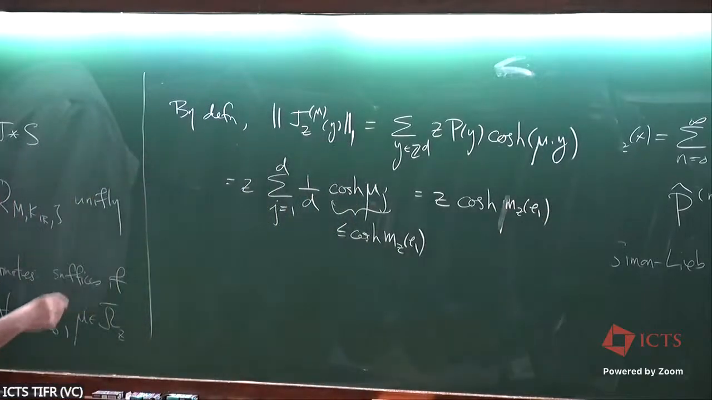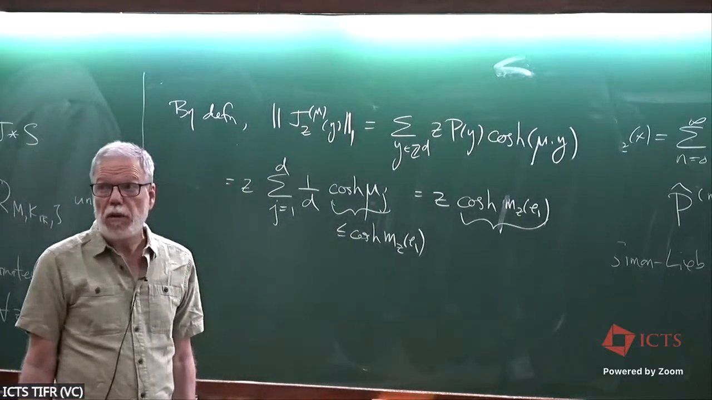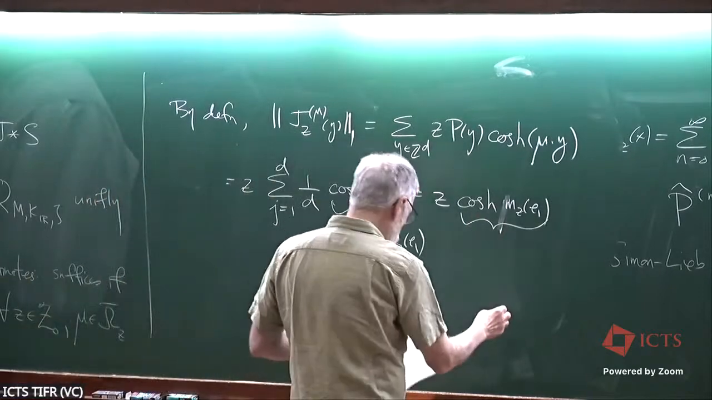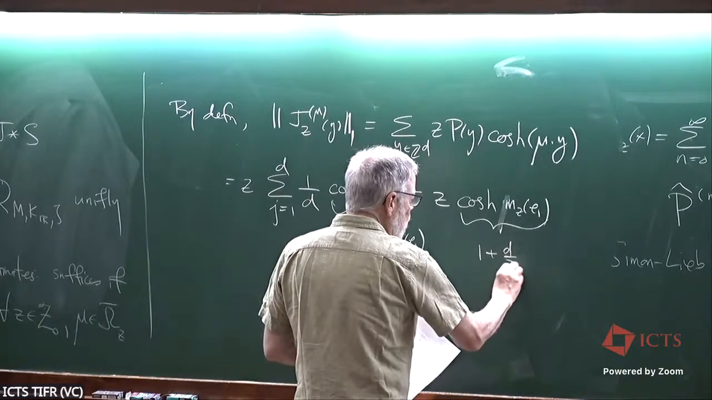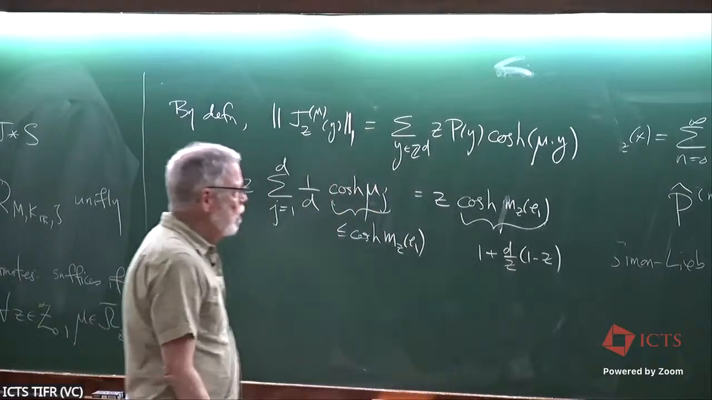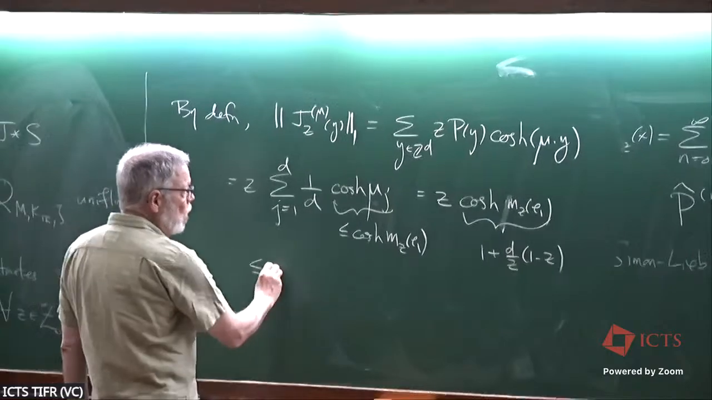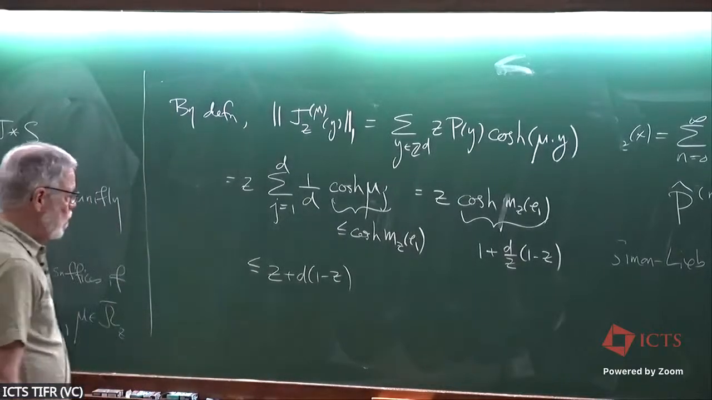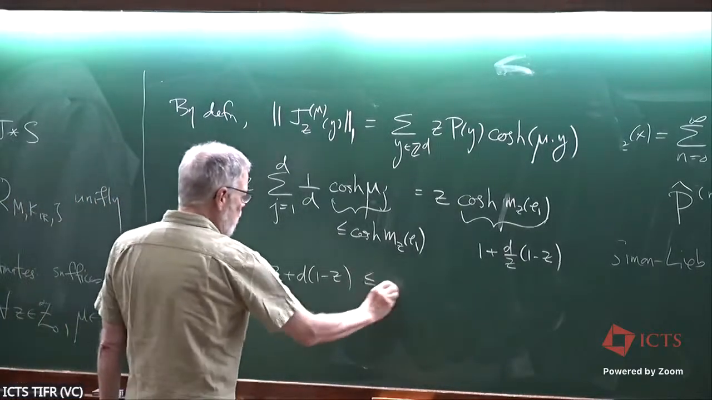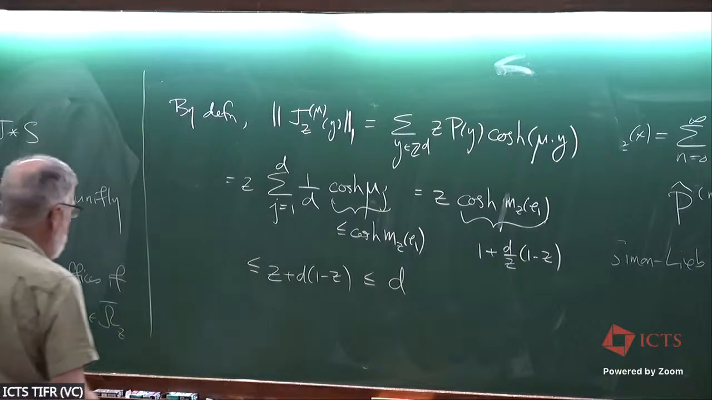But I think I just erased what that is. We know that the mass obeys the equation that the hyperbolic cosine is 1 plus D over z times 1 minus z. So this whole thing just becomes less than or equal to z plus D times 1 minus z, which is less than or equal to D. So that's the M, the capital M, it's just the dimension. How about the infrared bound?